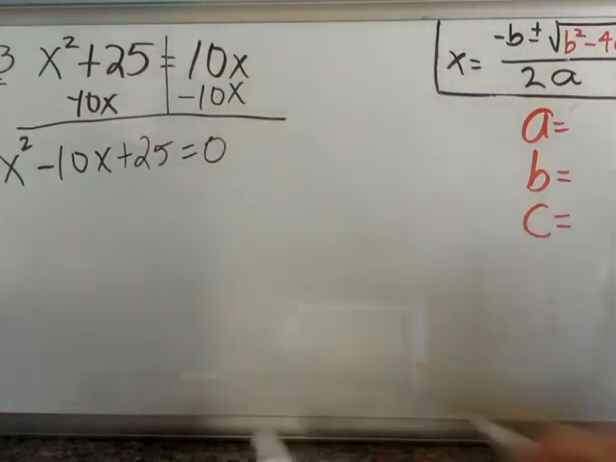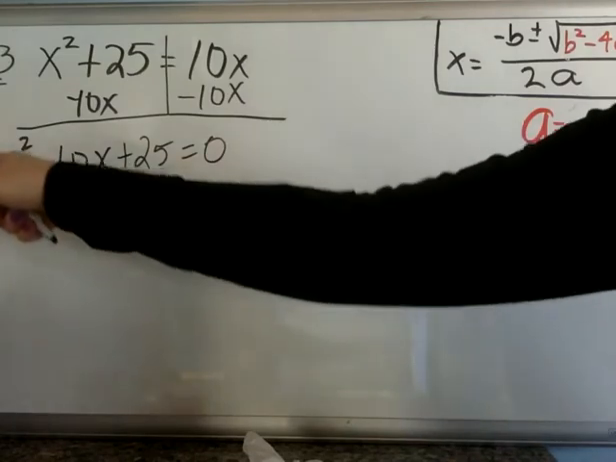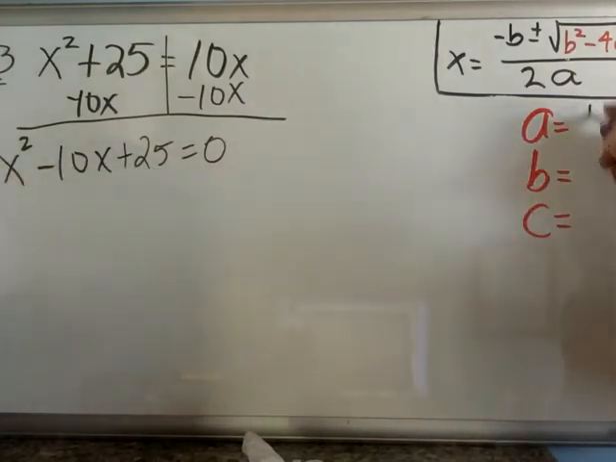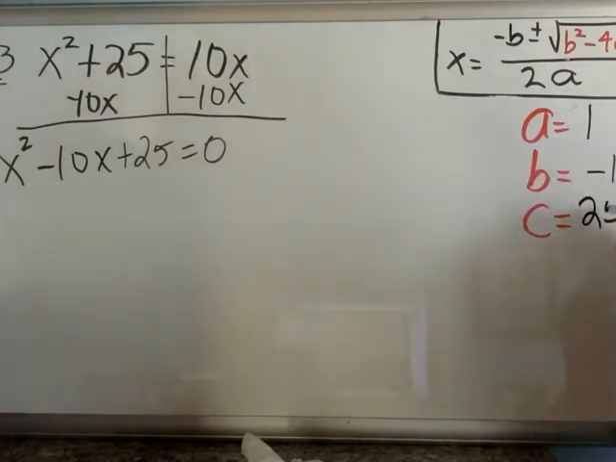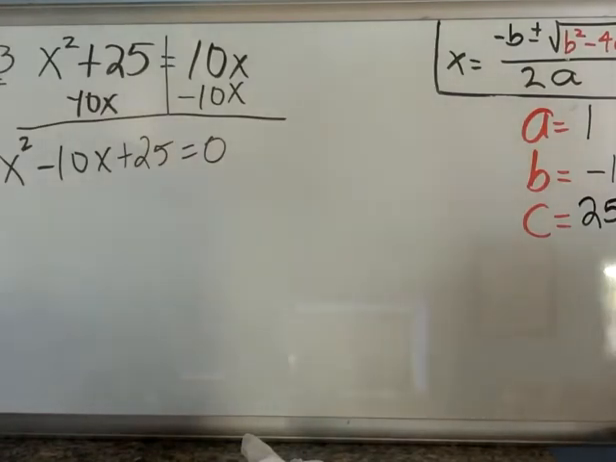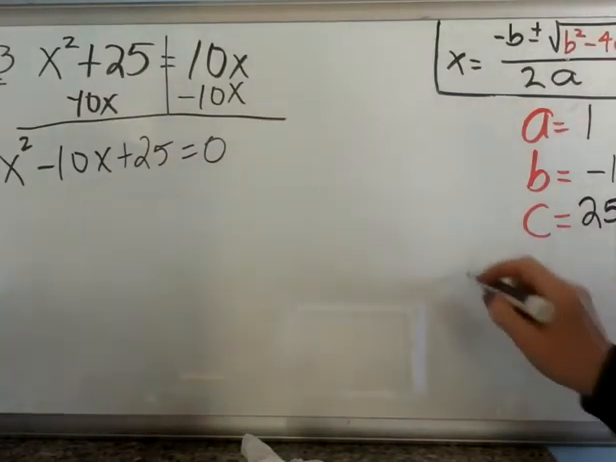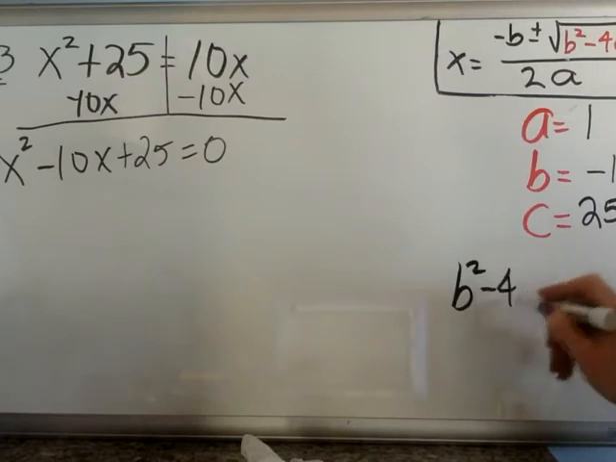So now let's find the values of a, b, and c. A is just 1 because that's 1x squared. B is negative 10. And c is positive 25. So the next step is to find, step 3, find the discriminant, b squared minus 4ac.